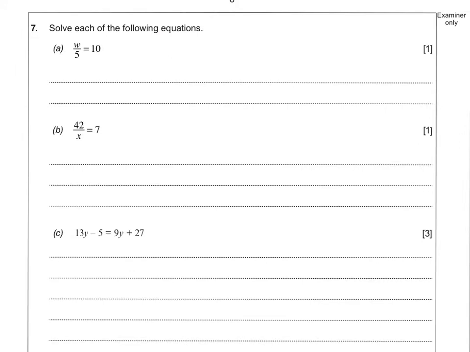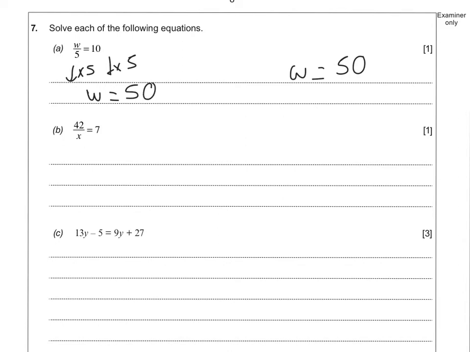Okay, looking at some solving equations now. So we've got W divided by 5 is equal to 10. I'm more than happy for you to think about these mentally. What number divided by 5 gives me 10? Our answer would be 50. If we wanted to solve this with a little bit more of a written method, we can say that the inverse operation of dividing is multiplying. So we'd multiply both sides by 5 to give me W being equal to 50.